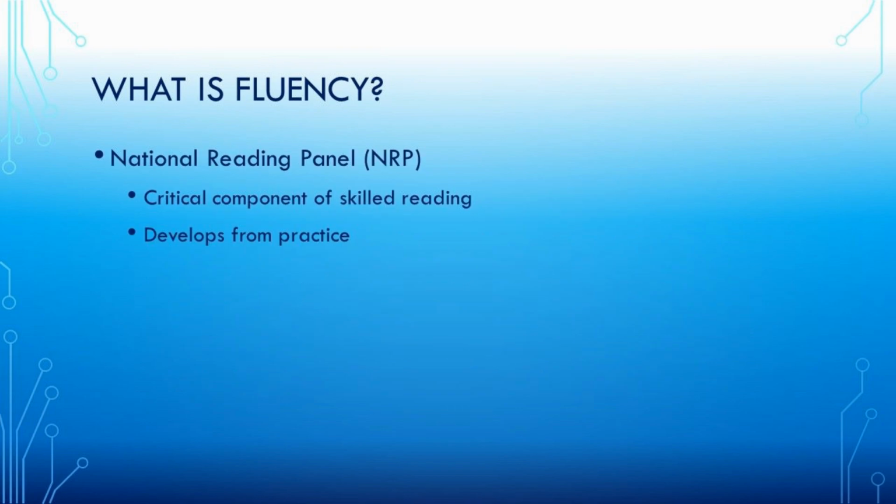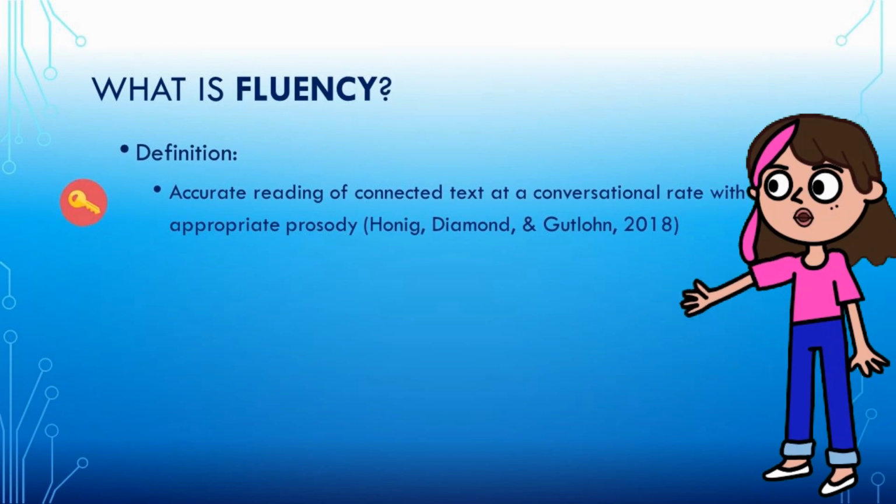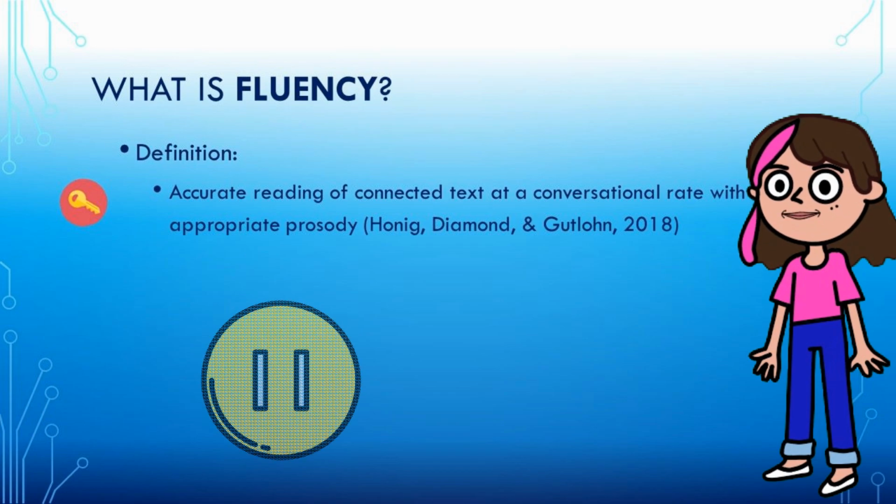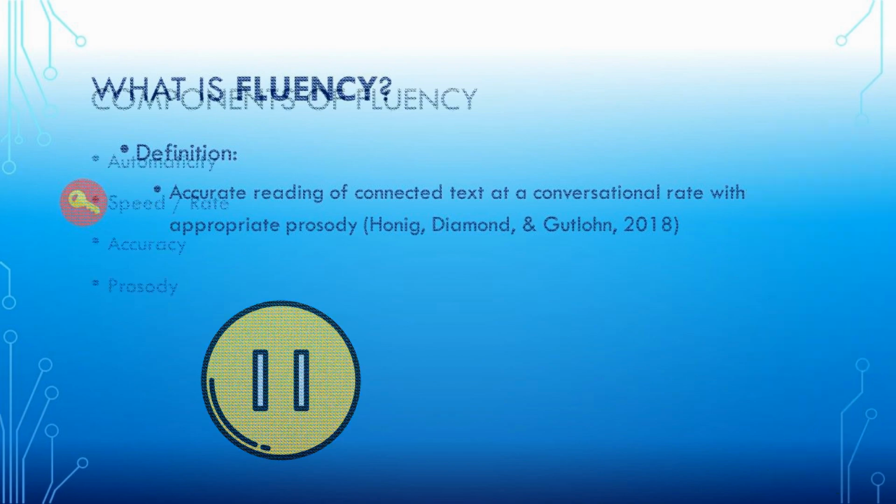Based on a review of the research dealing with fluency, the National Reading Panel concluded that fluency is a critical component of skilled reading and that fluency develops from practice and guided oral reading activities, such as repeated readings. It is important to keep in mind, however, that the panel did not reach consensus on whether fluency led to better comprehension or whether better comprehension ensures that students will read more fluently. Personally, I think fluency and comprehension go hand in hand. As one improves, so does the other. For the purposes of this video lesson, we will define fluency as the accurate reading of connected text at a conversational rate with appropriate prosody.